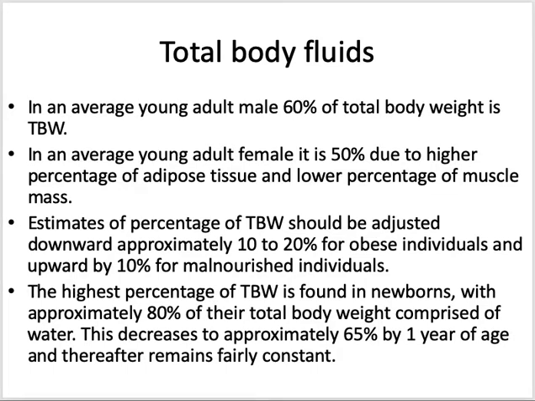In an average young adult female, it's about 50%, because they have more fat, and males have more muscle mass, of course. So there is a relation between total body weight and total body water. Basically, the muscles and the solid organs have higher water content than fat and bone. So that's one of the reasons females have a lower total body water percentage, because they have more fat.